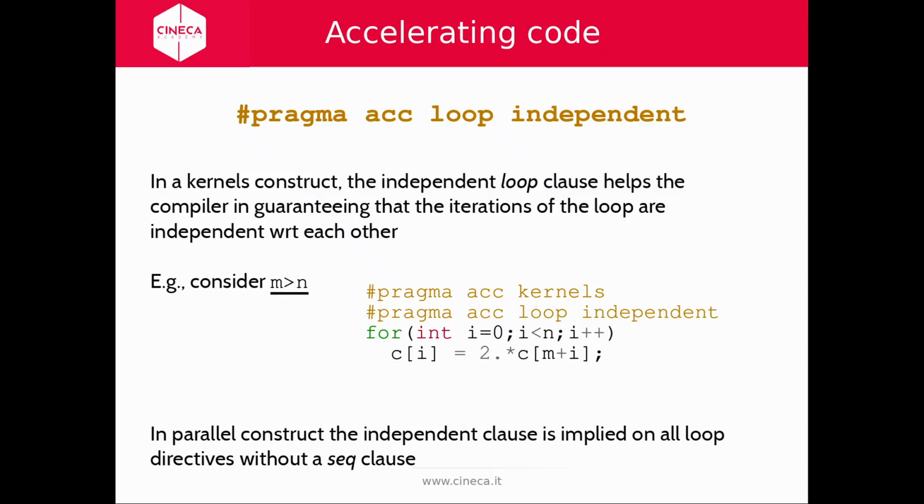Remember that this was needed in ACC kernels, but if you have a parallel region, so instead it's pragma ACC parallel, this independent is implied. I told you so earlier, right?